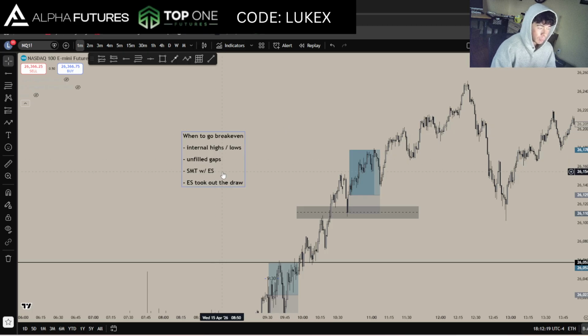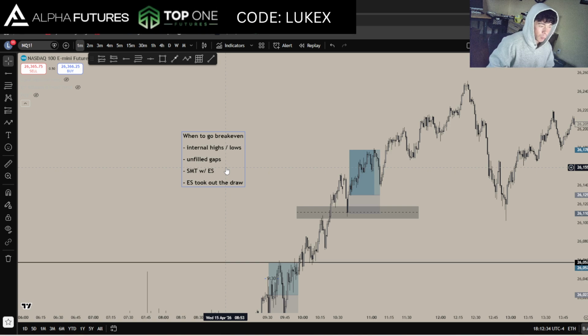If there's an SMT with ES, so for example, say you're looking for longs and you're looking to target London high, and ES came up and took out London high, it's probably a good idea to move your stop loss to break even, because this could potentially be an SMT and price dumps against you.